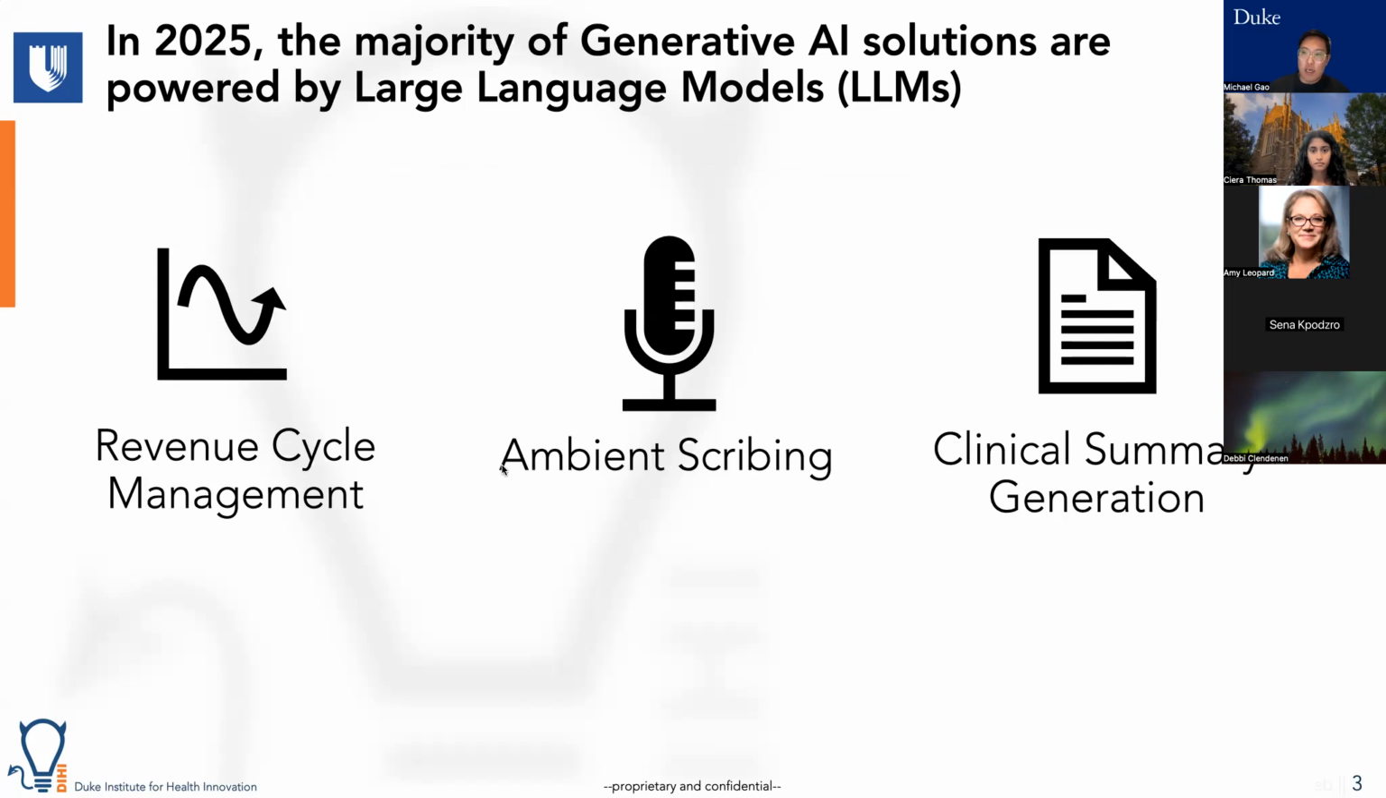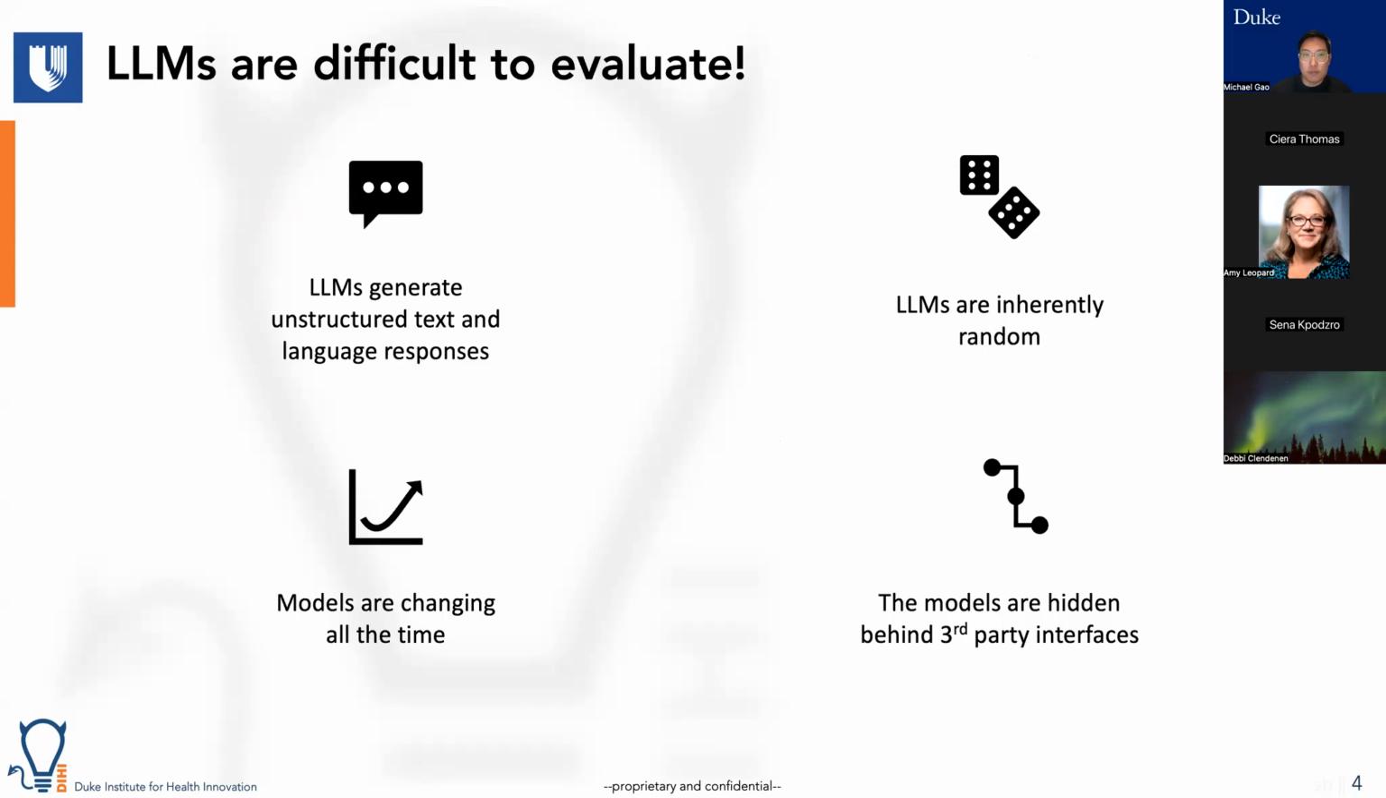So as of today in 2025, I would say the majority of Gen AI use cases in healthcare are actually just large language models. Although generative AI encompasses more than, for example, image generation and things of that nature, the vast majority of things, both in pilot and in production, involve large language models. For example, if you look at revenue cycle management, generative AI technologies, or ambient scribing, or generating clinical summaries, and so on and so forth, all of the major use cases thus far have involved LLM technology.